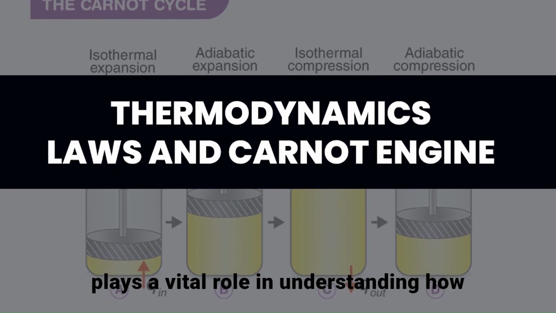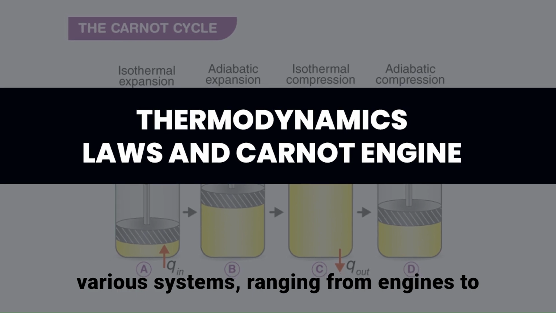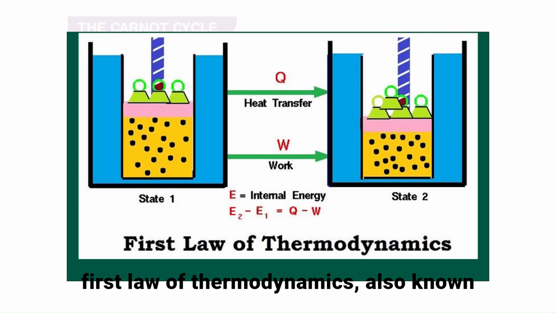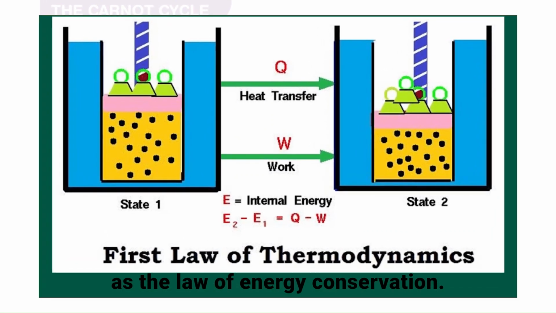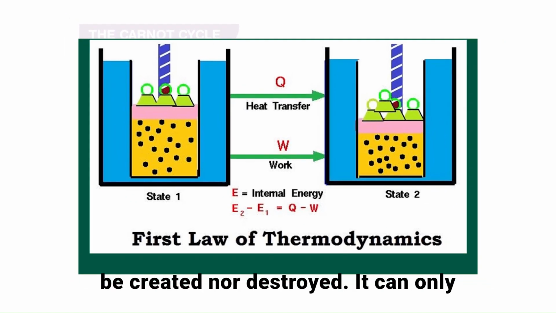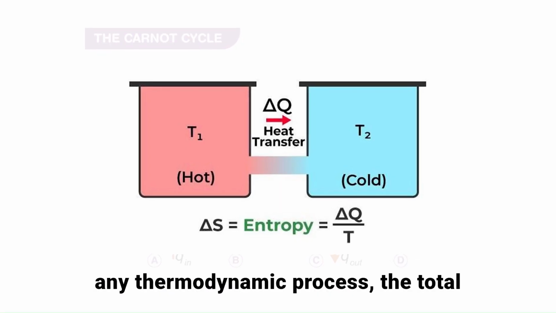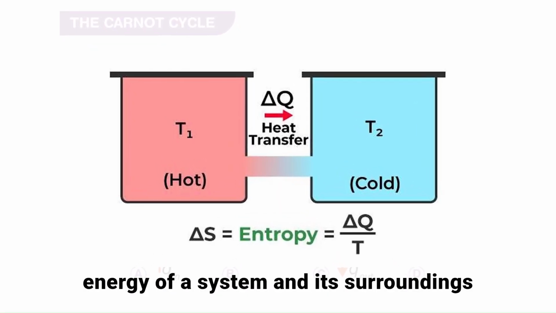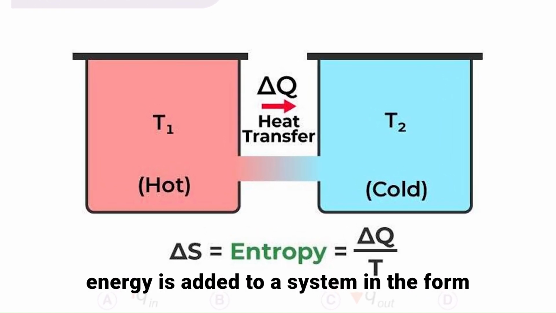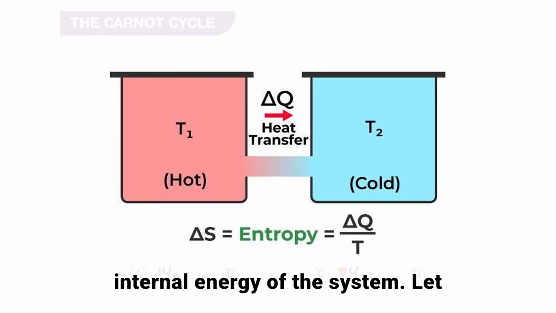It plays a vital role in understanding how energy is transferred and transformed in various systems, ranging from engines to living organisms. Let's start with the first law of thermodynamics, also known as the law of energy conservation. This law states that energy can neither be created nor destroyed. It can only change from one form to another. In any thermodynamic process, the total energy of a system and its surroundings remains constant. This means that if energy is added to a system in the form of heat, it can do work or increase the internal energy of the system.